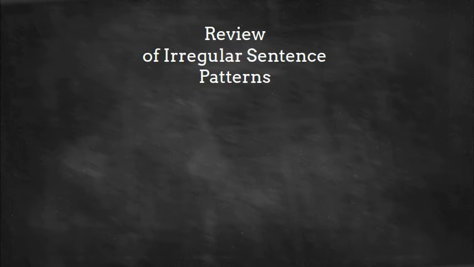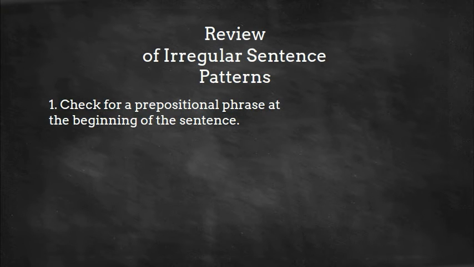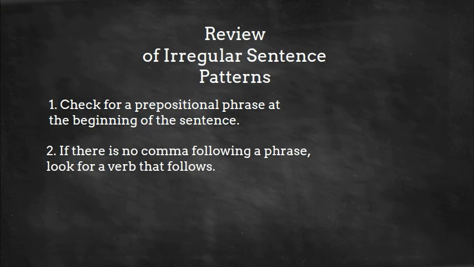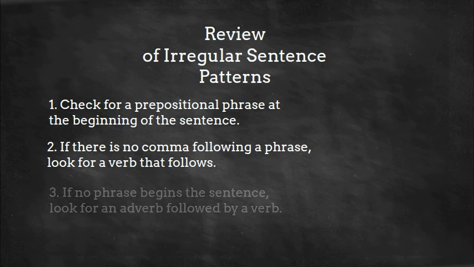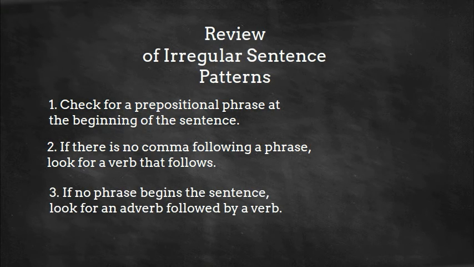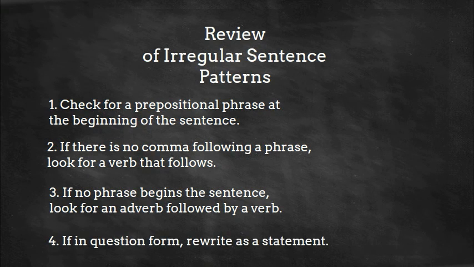Let's review irregular sentence patterns. When analyzing sentences, always look at the front for a prepositional phrase. If there is no comma, immediately look next door for a verb. If the sentence doesn't have a prepositional phrase, look for an adverb immediately followed by a verb. Lastly, look for question marks and remember to rearrange your question, making it a statement.